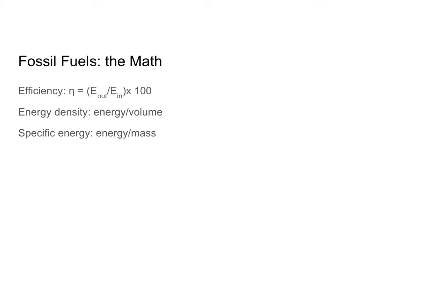Secondly, you need to know that we define energy density as the amount of energy produced per volume, given in cubic meter of our resource. So the energy, for example, per cubic meter of coal. And then we also define specific energy, which is the energy per kilogram of a resource. So for example, the energy produced by burning 1 kilogram of petroleum.